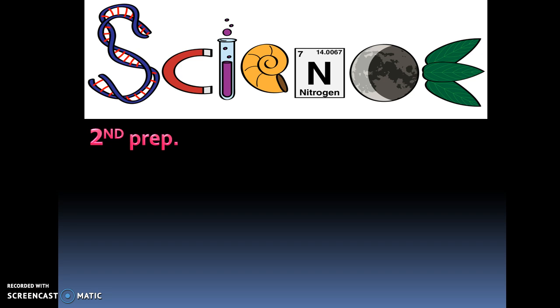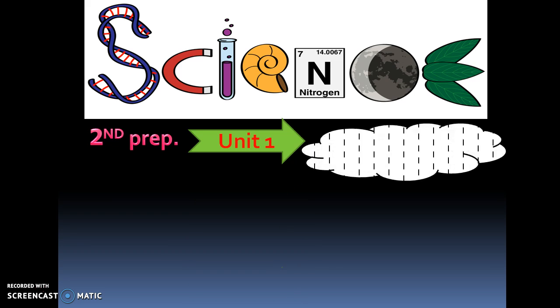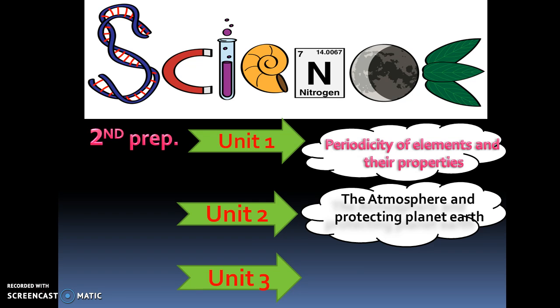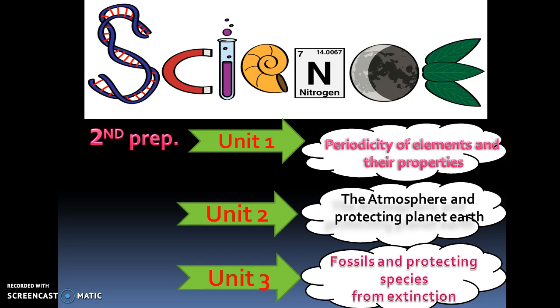Our lesson today is from Prep 2, Unit 1, Lesson 1, the periodic table. First of all, I'd like to tell you about your syllabus this term. We have 3 units this year. Unit 1 is talking about periodicity of elements and their properties, Unit 2 is talking about the atmosphere and protecting planet Earth, and Unit 3 is talking about fossils and protecting species from extinction.